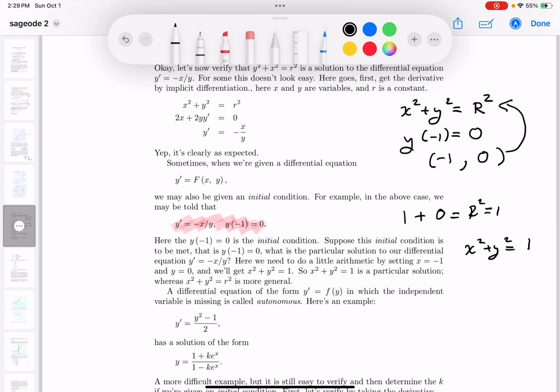That's a particular solution. Again, our general solution, these are written down for you. The particular solution is this one over here. It meets that initial condition. And this over here is a more general solution: x squared plus y squared equals r squared.